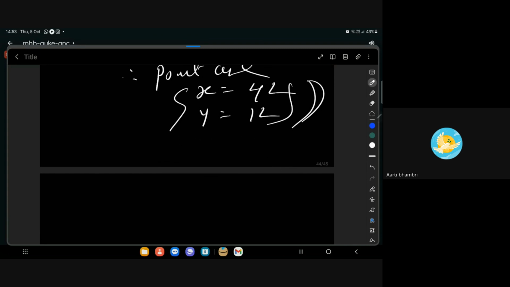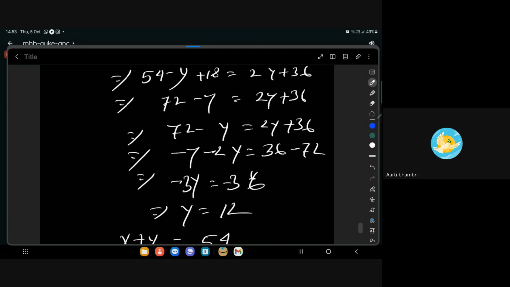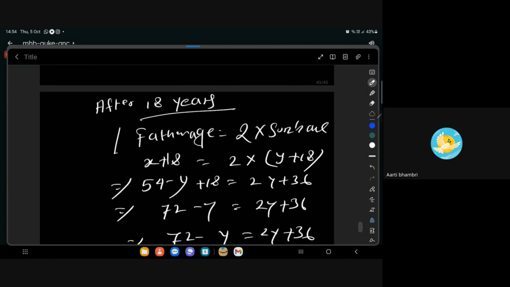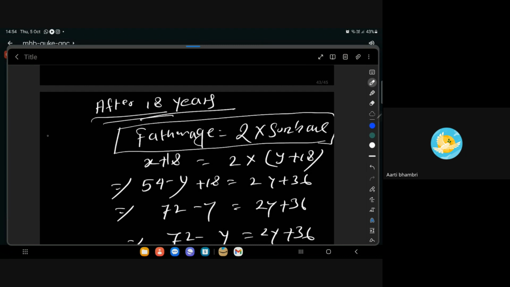Clear? Only the calculation up to this one you have to make. This is the main calculation. If you make any kind of mistake here, then your entire calculation will change. Father's age after 18 years is important. Now father's age is x, son is y. After 18 years, it will be increased by 18. Similarly, son will also be increased by 18.